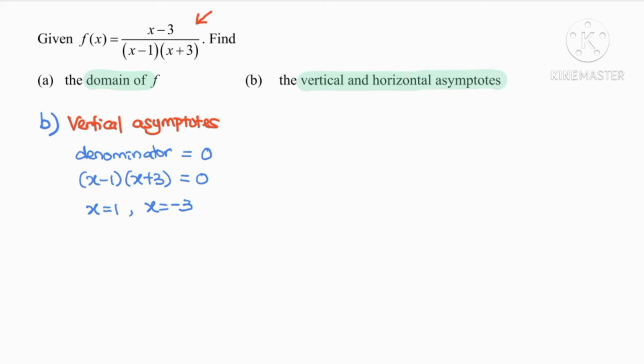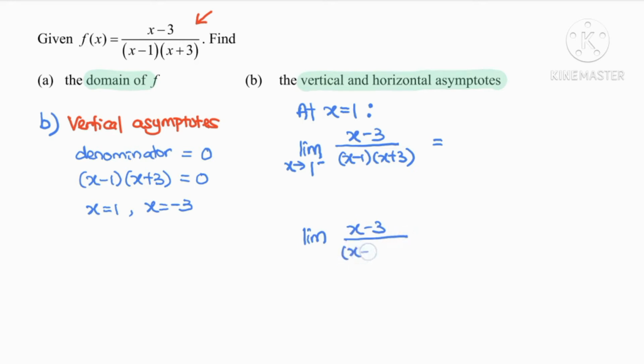We have to show it for both sides, which means we have to find the left-hand limit and also the right-hand limit. So at x equals 1, we are going to find the limit of this function as x approaches 1 from the left, and also the limit of this function as x approaches 1 from the right side.